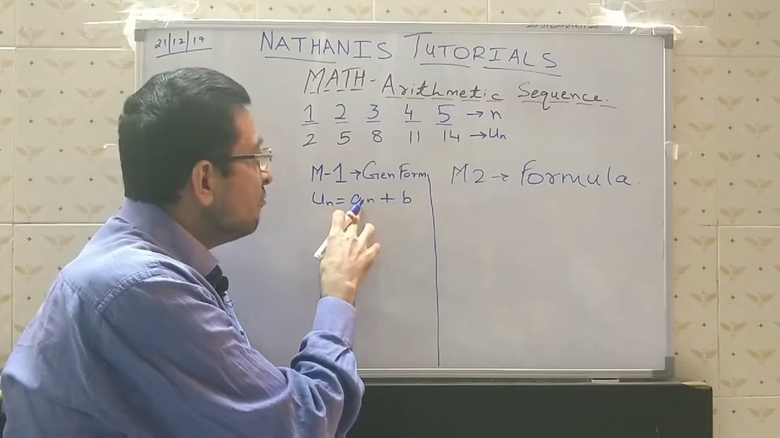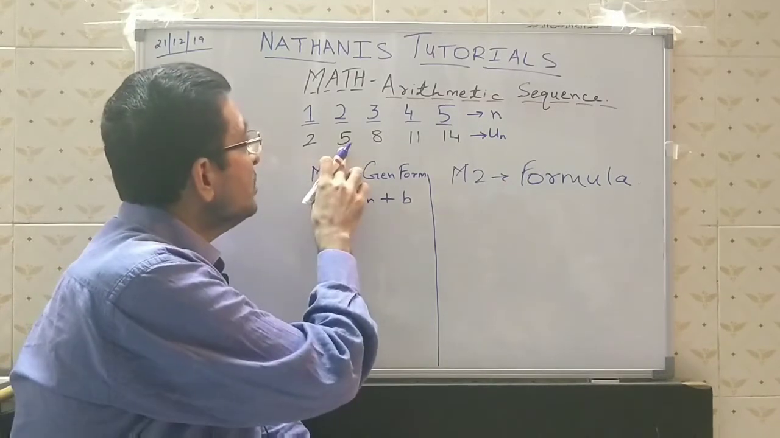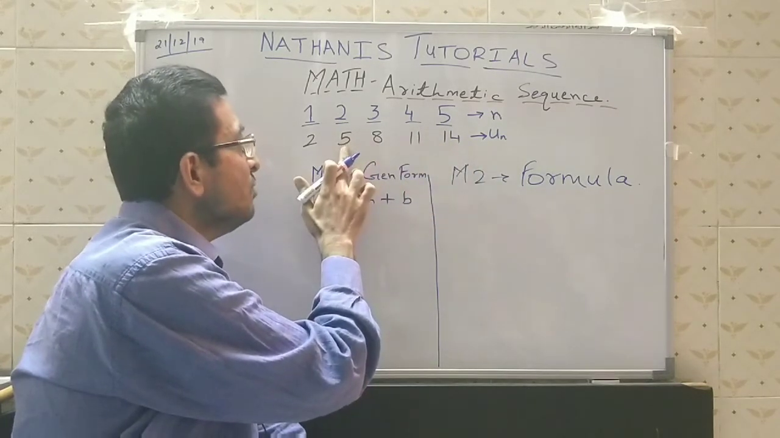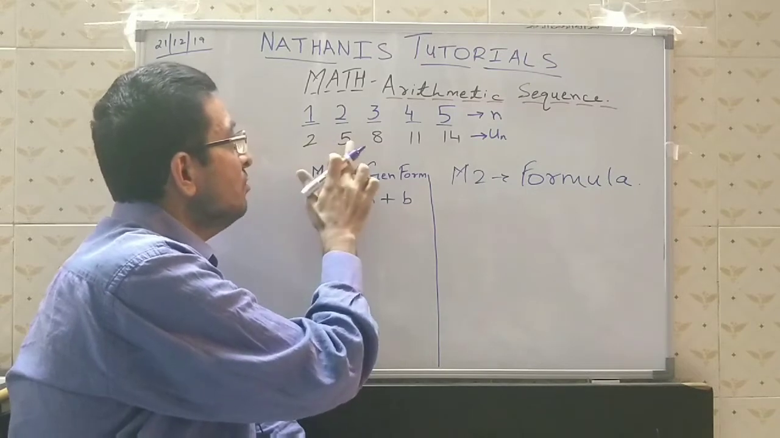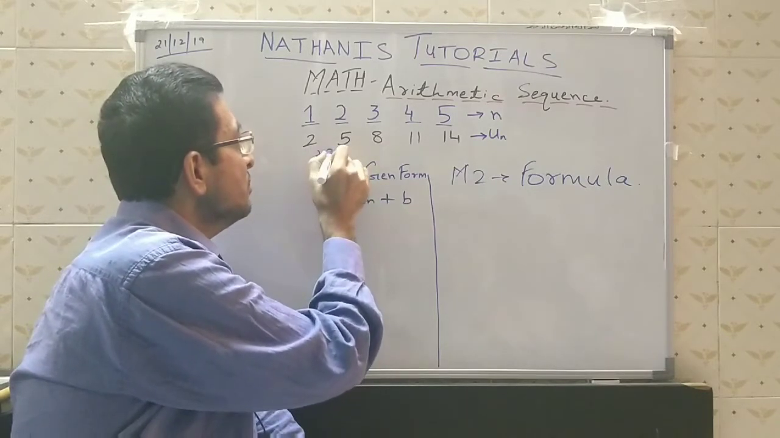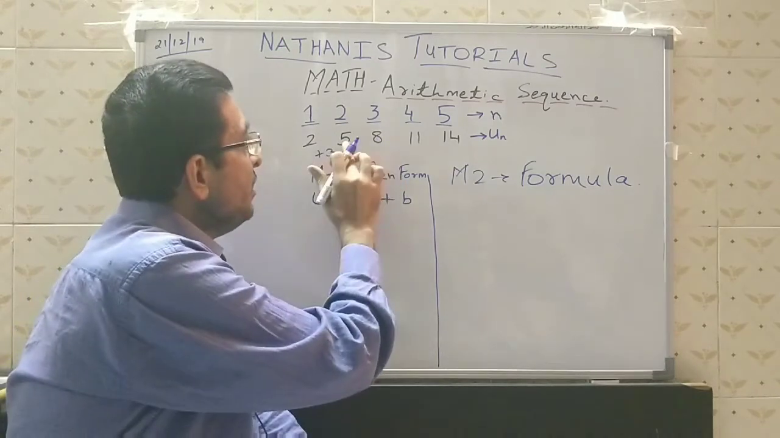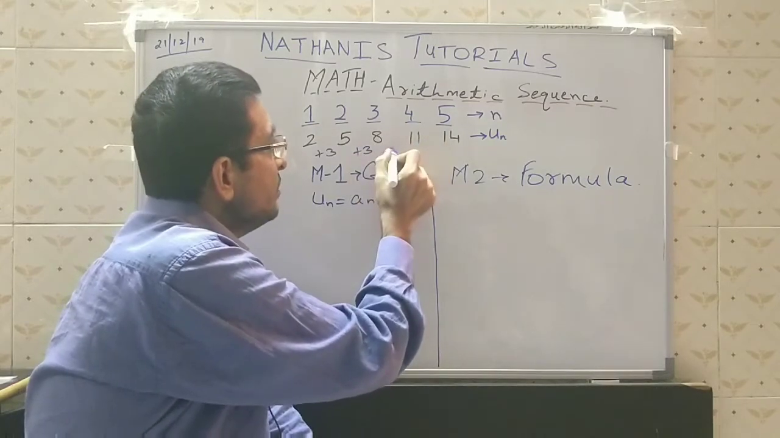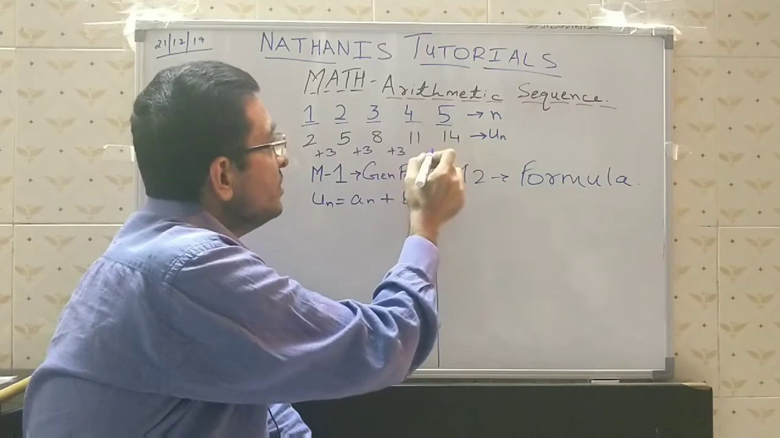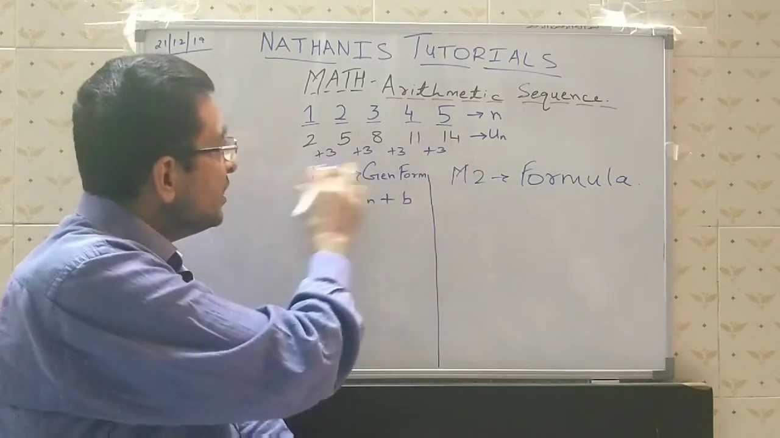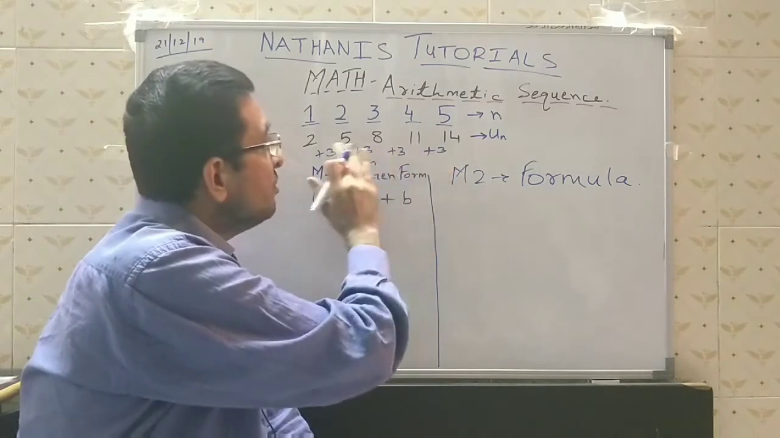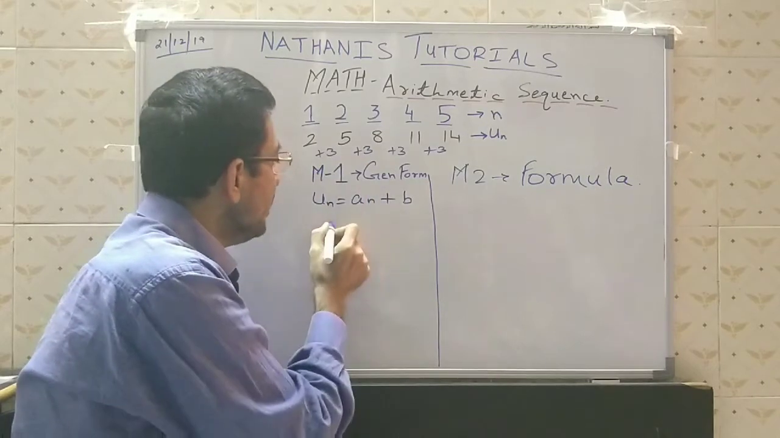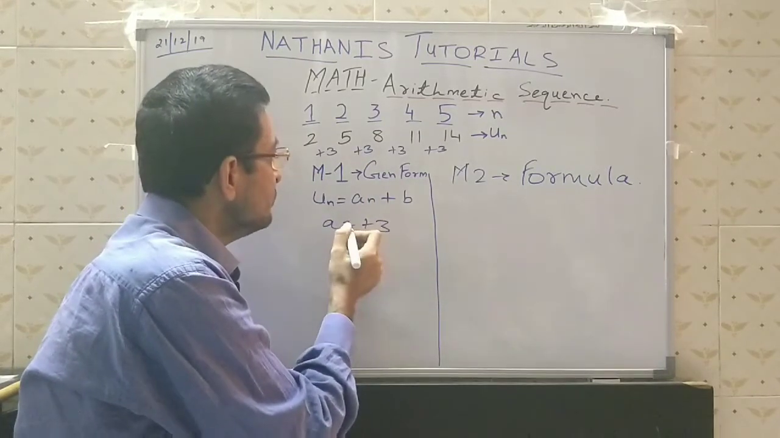If I want to find out the value of A, I'll find out the difference between the terms of the sequence. How do I find the difference? I'll take the second one and subtract the previous one. So 5 minus 2 is plus 3. Similarly, 8 minus 5 is plus 3. 11 minus 8 is plus 3. Again 14 minus 11 is plus 3. So I get to know that there is a common difference in the sequence, and that common difference is plus 3. So the value of A is positive 3.